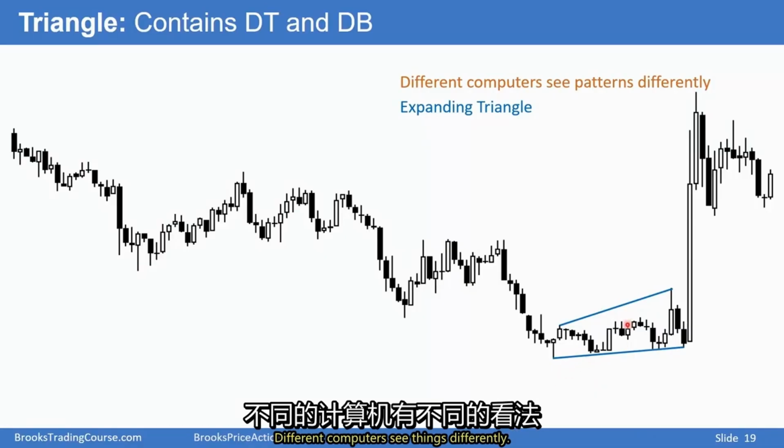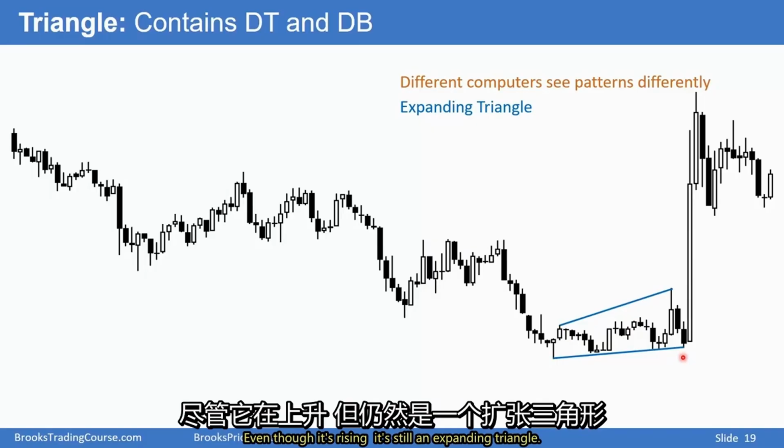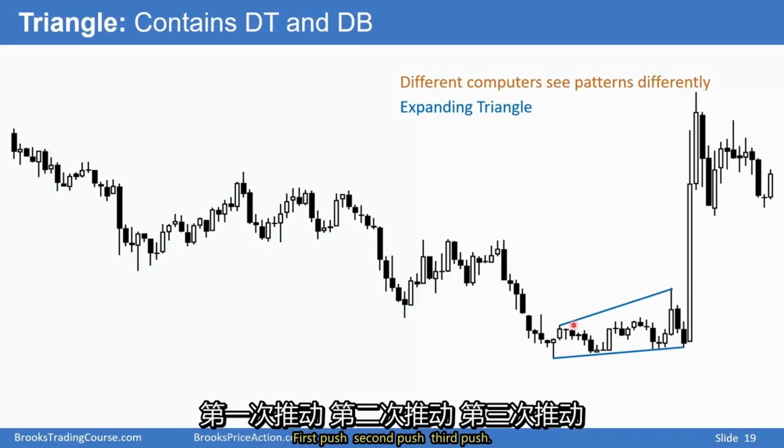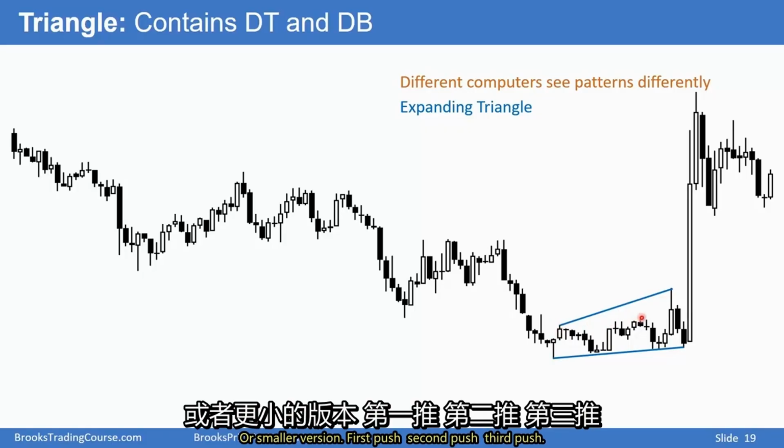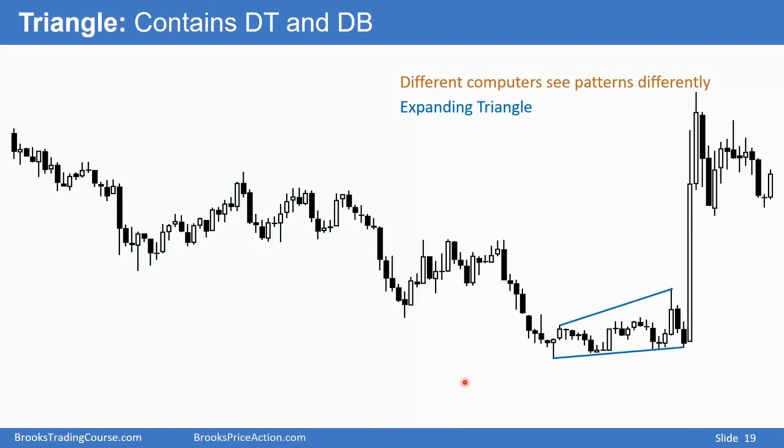Different computers see things differently. Some computers will call this an expanding triangle bottom. Even though it's rising, it's still an expanding triangle. First push, second push, third push, or a smaller version: first push, second push, third push. Again, it does not matter how you call it.